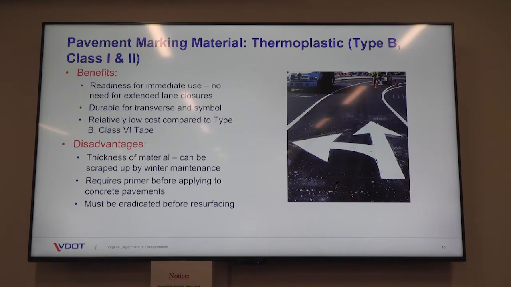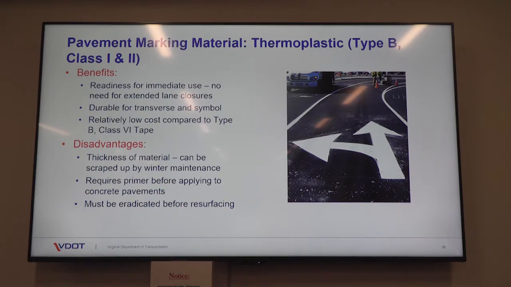Okay, so preformed thermo, it's ready for immediate use. There's no need for long lane closures when we're applying the thermo. Durability makes it especially suitable for the transverse lines. It's suitable for word message, symbol markings. We talked about the cost being more than paint, but still relatively low compared to some of our more durable tapes and such. Some of the disadvantages, though, is that somebody mentioned it before. What's our number one enemy for pavement markings? Snowplows, right? Because of that thickness, it's easier for the snowplows to catch. So especially in the cooler climates up in Nova, for example, we have to be aware of that. If that happens, we have to reapply the thermo. There's really no other choice other than to reapply that thermoplastic.